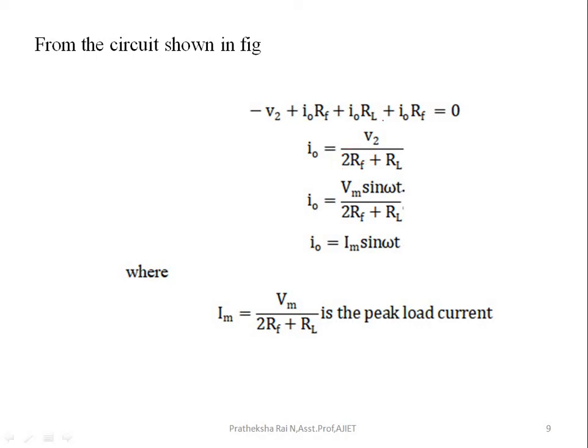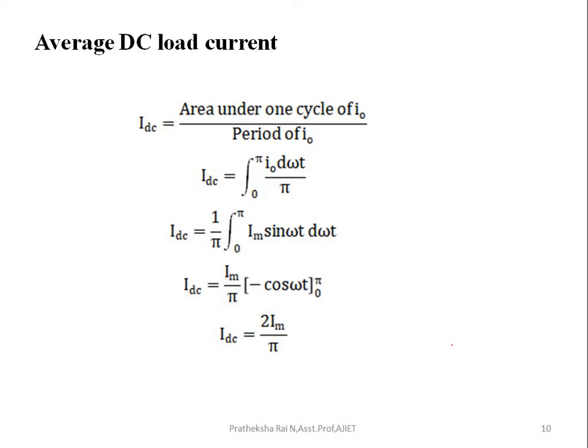So when we write the equation, reduce it and find I0, we get the equation in this form: Vm sin omega t divided by 2RF plus RL. So Im equal to Vm divided by 2RF plus RL is the peak load current. Now let us derive all the parameters. First one is the average DC load current, written as IDC or I average.